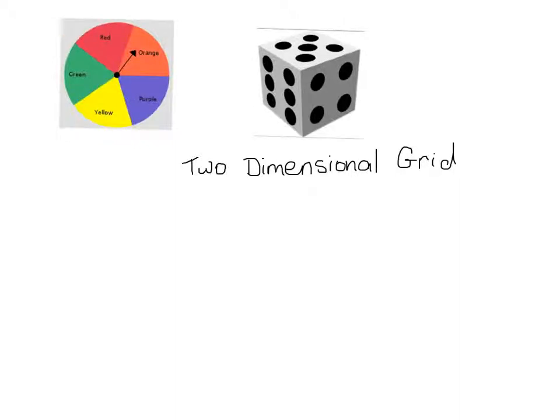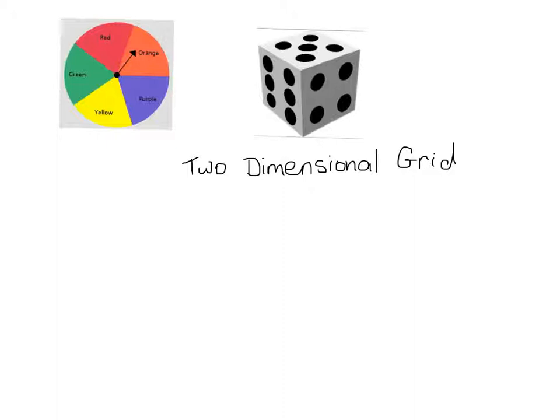Today we're going to look at two-dimensional grids. That is a way that we can see all the possibilities of what can happen when you do two things, so two events. Let's say, for example, we roll a die and we spin a spinner.